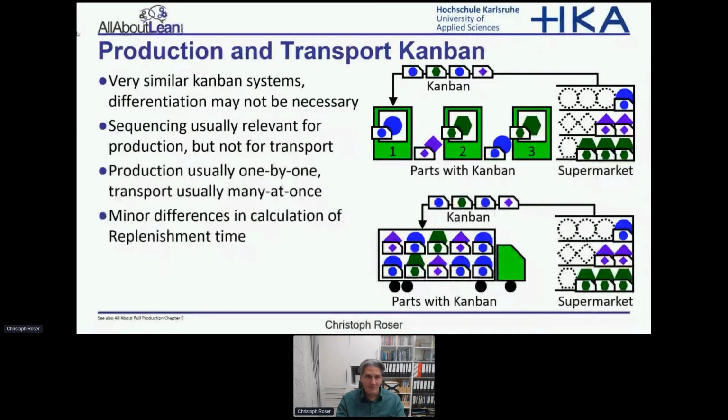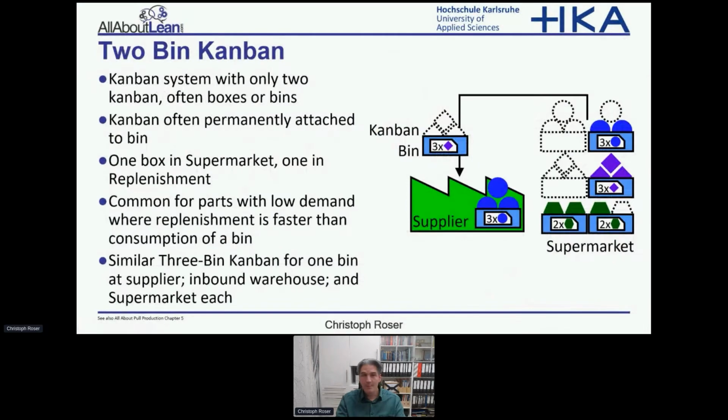So next type of Kanban is two-bin Kanban, and sometimes also called a two-bin system. It's still very, very similar to a Kanban system, except you have only two Kanbans or two boxes per part type. And it's basically the same as a Kanban, but it's common if you have a low demand, or at least the demand is slower than replenishment time. So one bin lasts long enough while you reproduce or redeliver the next bin. So also a popular Kanban system for items which have a low demand.